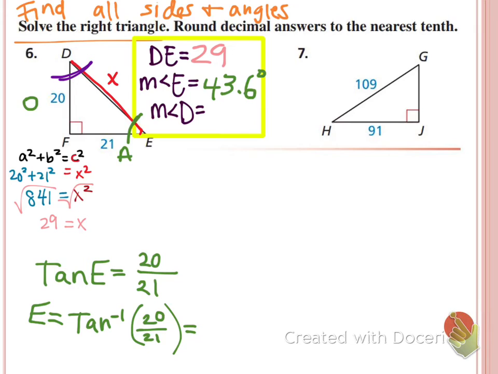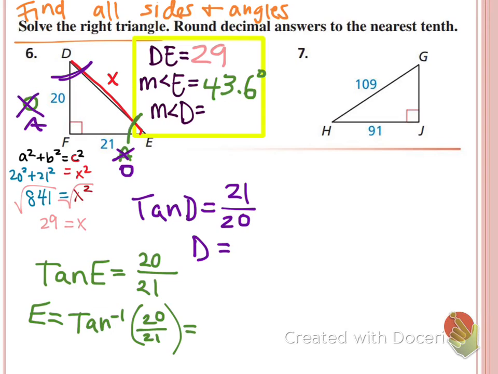So from D, what kind of side is 21? Opposite, and what kind of side is 20? So which trig ratio are we going to use? Tangent from D equals the opposite, 21, over the adjacent, 20. Shift tangent to find D, and then what do we get?